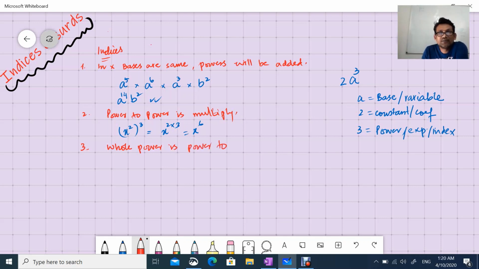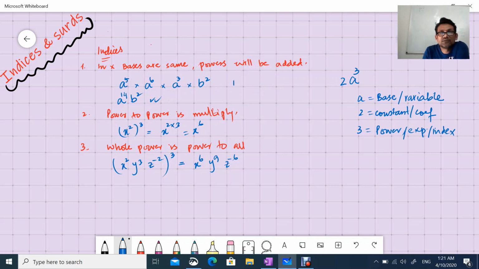Actually, these are my statements to explain to my students in the class. So the whole power is the power to all: x power 2, y power 3, z power minus 2, and the whole power is 3. So this 3, the whole power, is power to all, and power to power is multiplied. The final result will be x to the 6, y to the 9, and minus 2 times 3 is minus 6 for z.